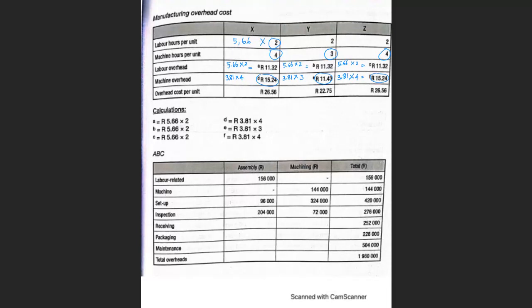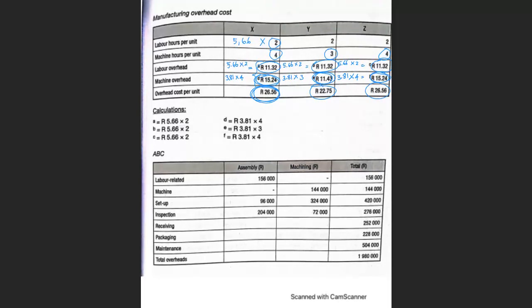So at the end, you're going to sum up these two. So 11.32 plus the 15.24, and that gave you the 26.56. The same here, that and that added gave you the 22.75, and then that and that added gave you the 26.56. You're fine with the traditional method?